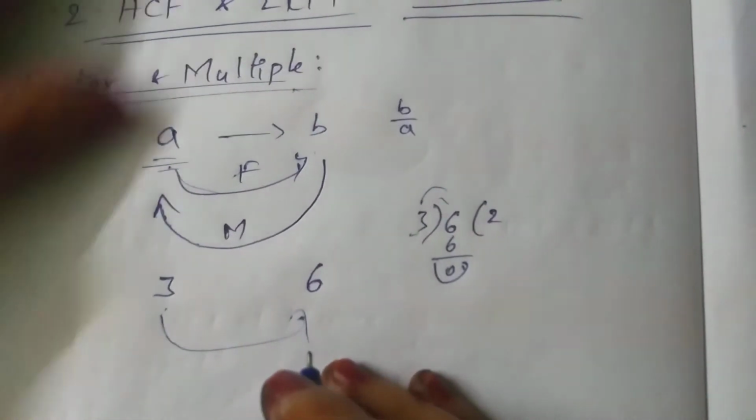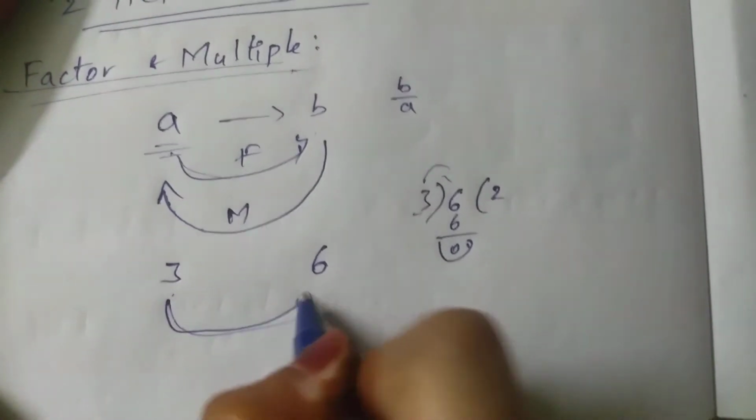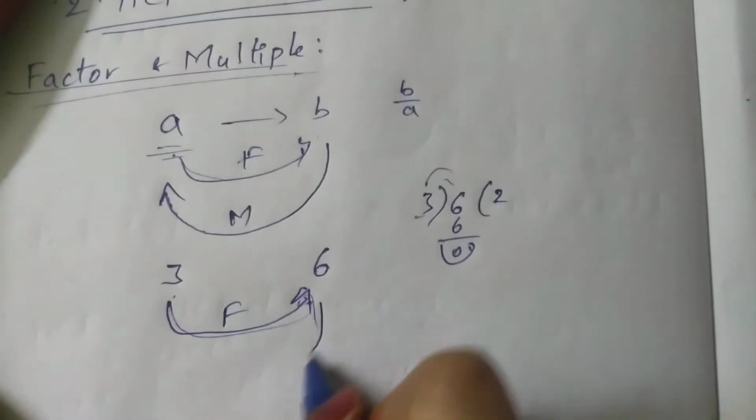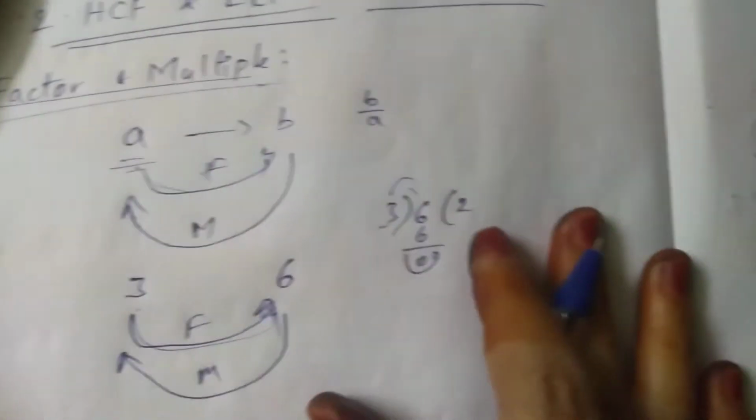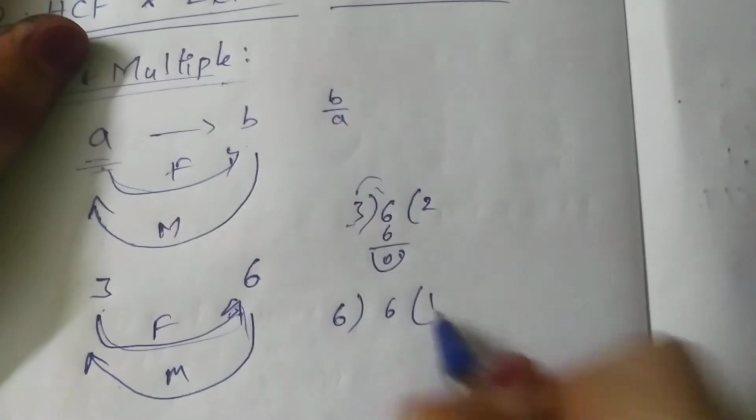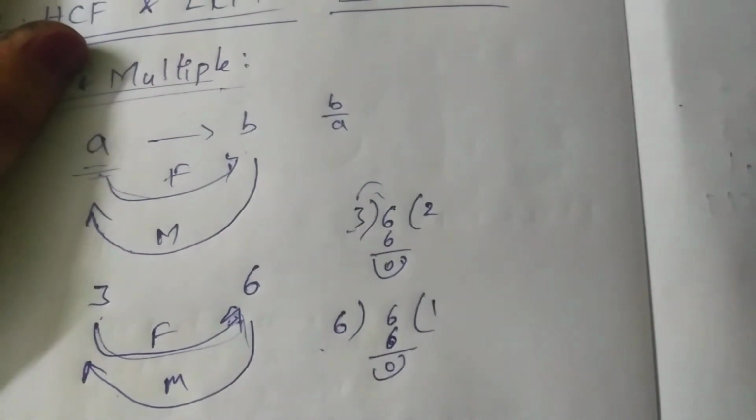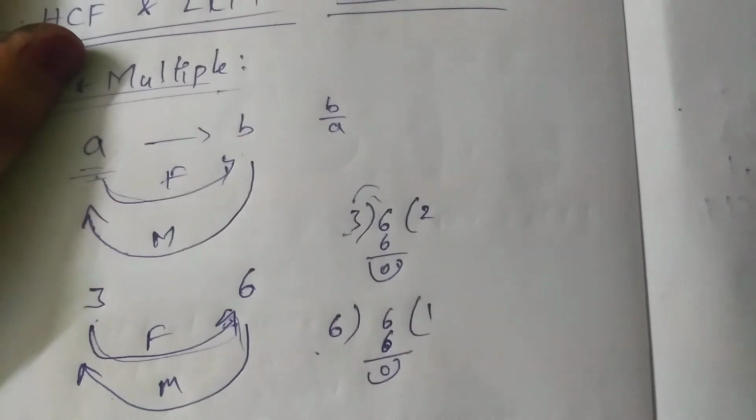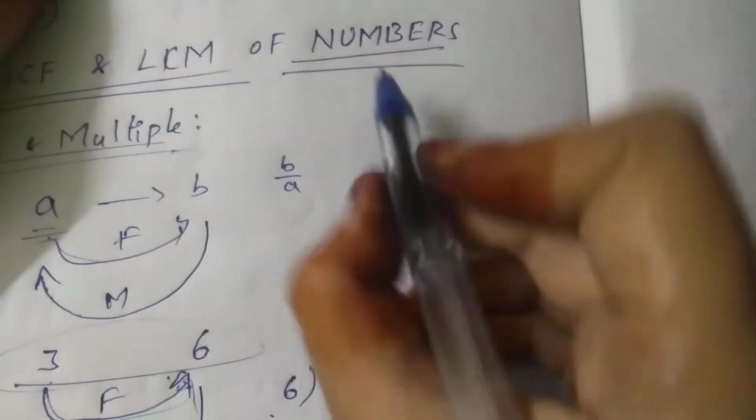So the number 3 is called a factor of 6, and 6 is the multiple of 3. And also we can have it like this: 6 is exactly divisible by 6. So 6 is also a factor of 6 and 6 is a multiple of 6.